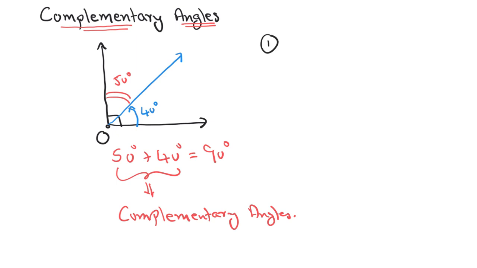If one angle is 30 degrees, what is the complementary angle of 30 degrees? It will be 60 degrees because you add them up and it becomes 90 degrees. Understand that? Another quiz.